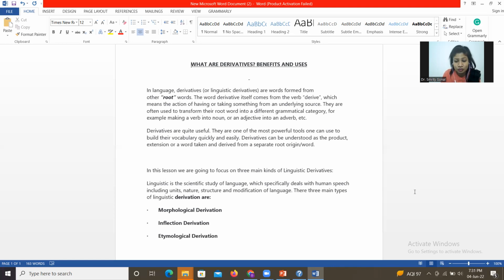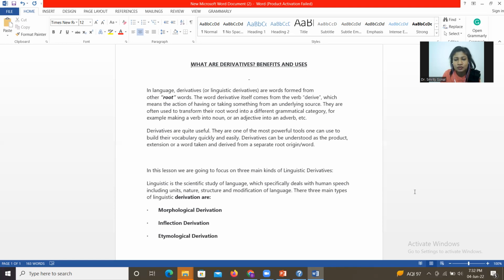Similarly, we have other words like dictate and then dictator and then dictatorship. So dictator and dictatorship have been derived from the root word dictate, and dictate cannot be broken down into any further smaller component. And so dictate becomes the root word for dictator and dictatorship.